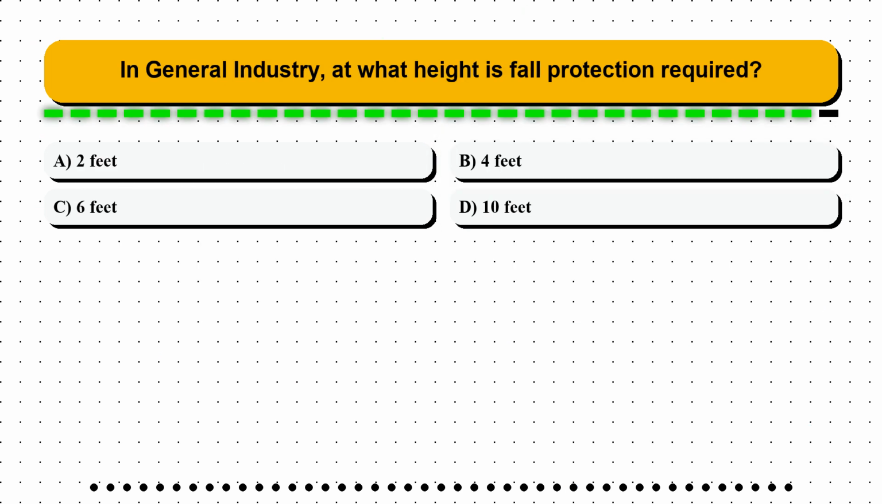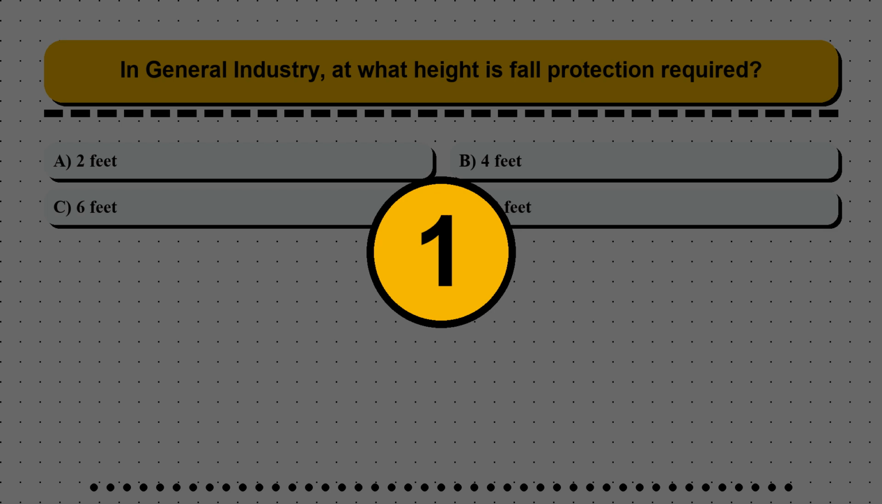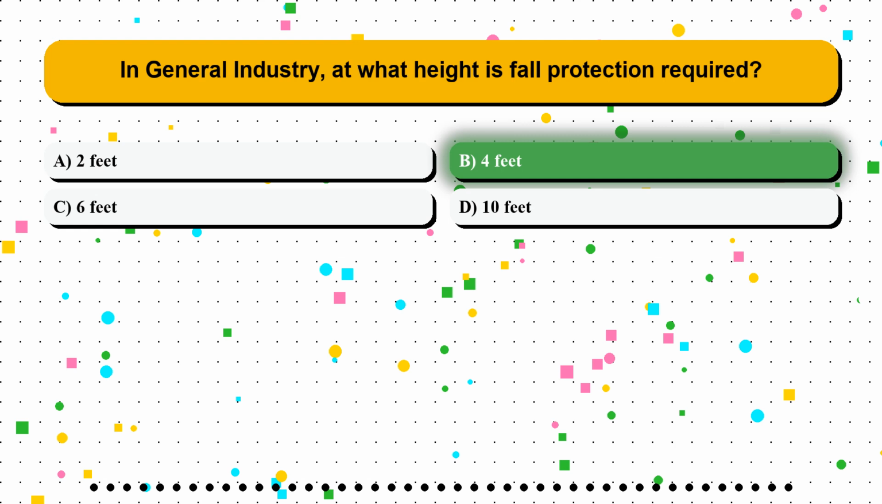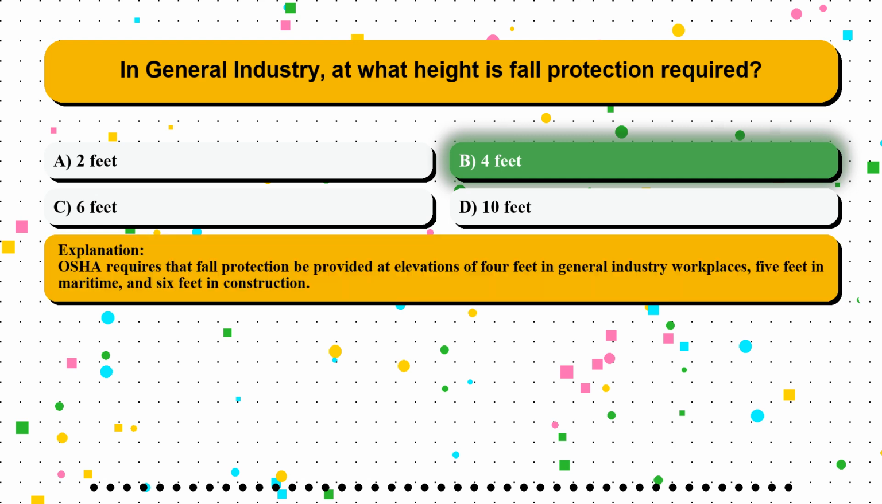Question 6. In general industry, at what height is fall protection required? Option A, 2 feet. Option B, 4 feet. Option C, 6 feet. Option D, 10 feet. The correct answer is option B, 4 feet. OSHA requires that fall protection be provided at elevations of 4 feet in general industry workplaces, 5 feet in maritime, and 6 feet in construction.